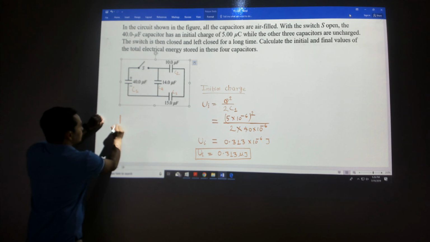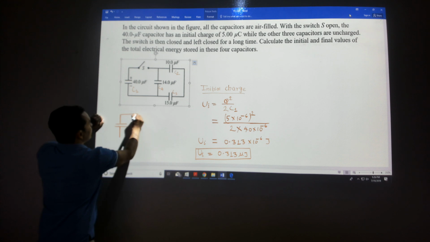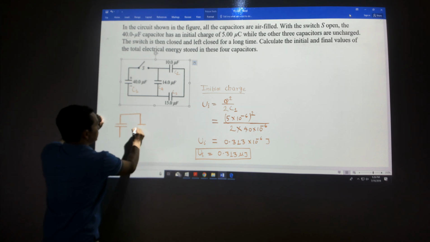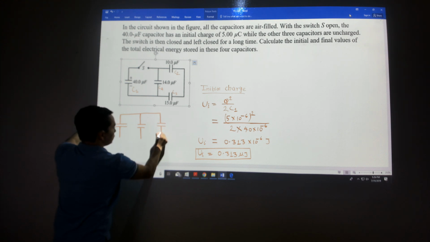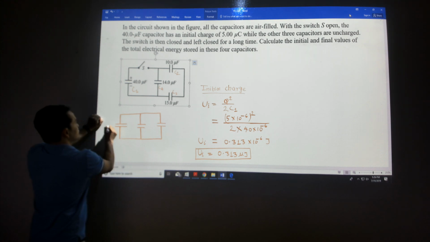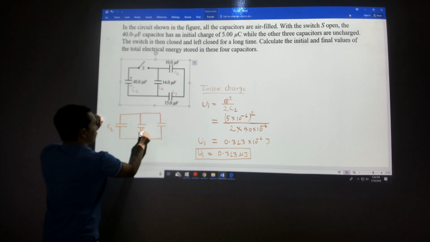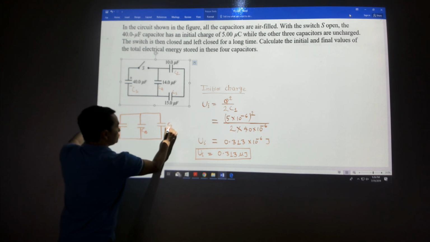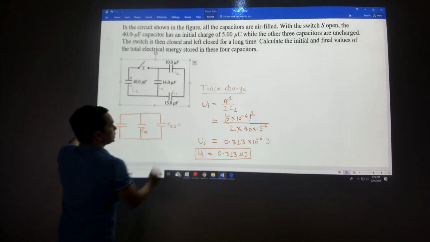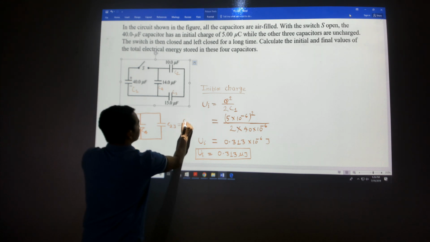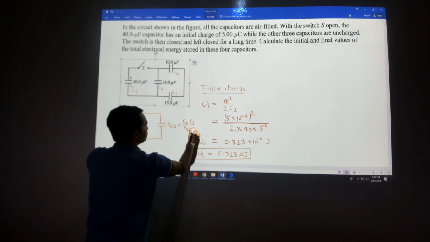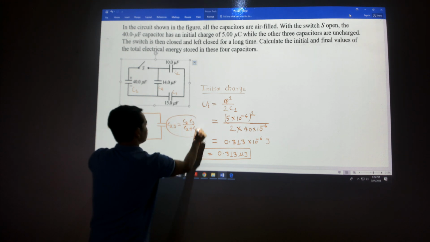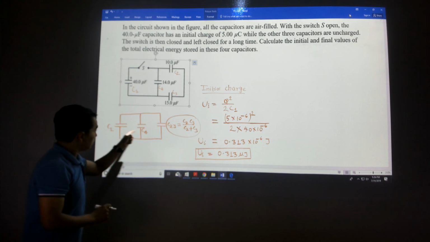You have this capacitor, C1, and then you have C4 here, and then I'm replacing C2 and C3. So this is C1, this is C4, and this is C23. C2 and C3 are in series: C2 times C3 divided by C2 plus C3. And all are in parallel now.